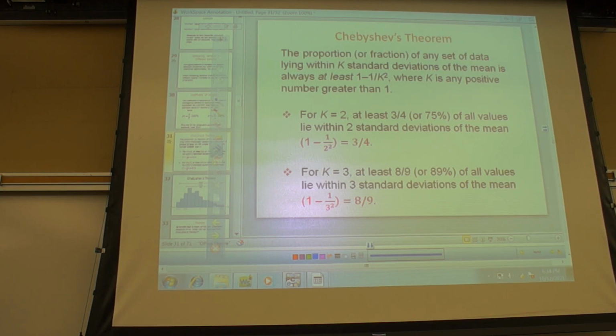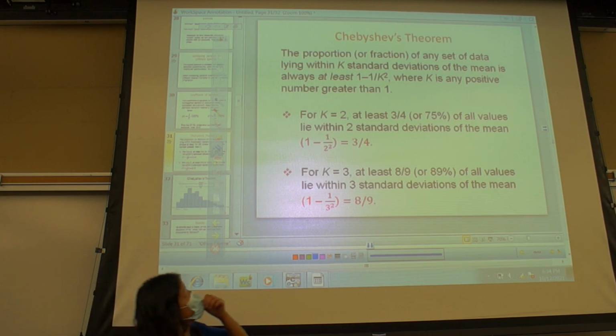Chebyshev's theorem. The proportion or fraction of any set of data lying within k standard deviations of the mean is always at least 1 minus 1 over k squared, where k is any positive number greater than 1. For k equals 2, at least 3/4 or 75% of all values lie within 2 standard deviations of the mean.